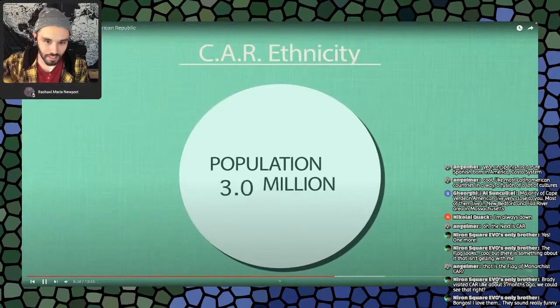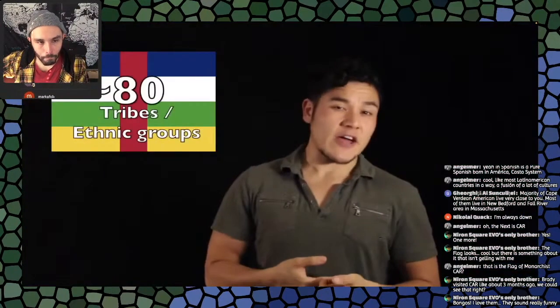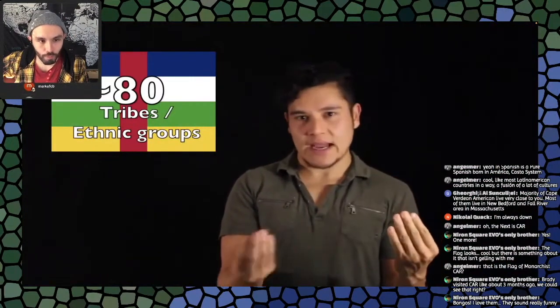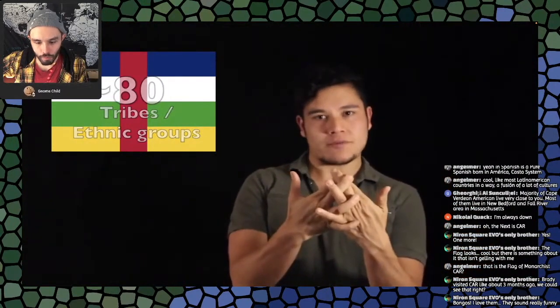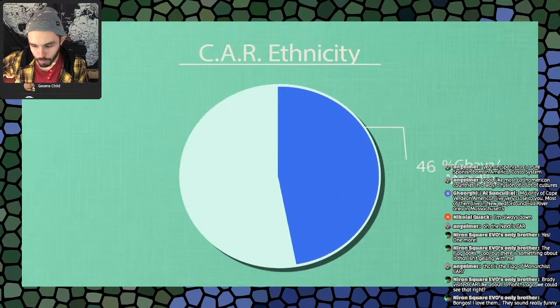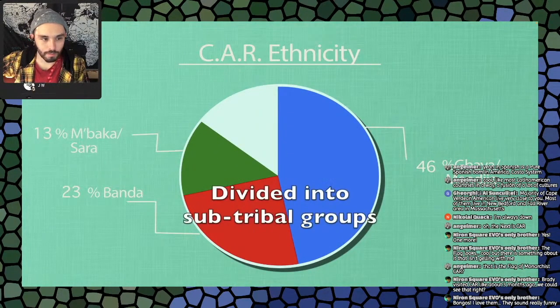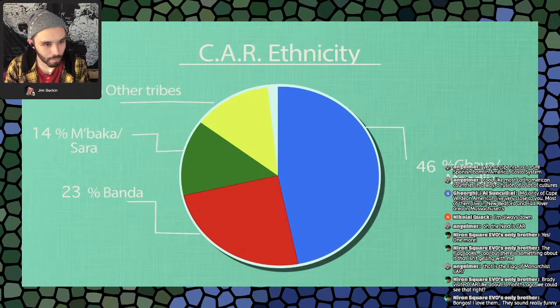The country has about 4.7 million residents, roughly quadruple the size that it was at independence. Now, in terms of ethnic groups, the country has about 80 different tribes that have their own different languages and dialects. However, in general, they all kind of branch off of three parent groups. The largest groups are the Baya Manjia, the Banda, and the Mbaka people groups that together make up more than 90% of the population. These groups are further divided into sub-tribal groups and ethno-linguistic peoples. The rest are other African tribal groups.